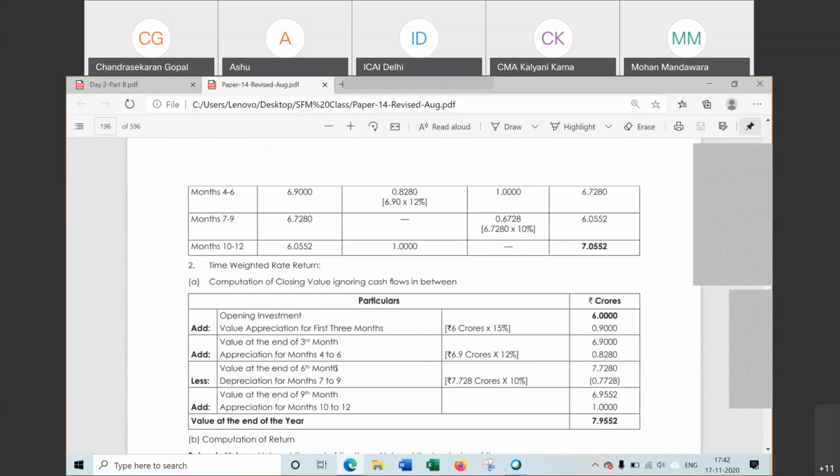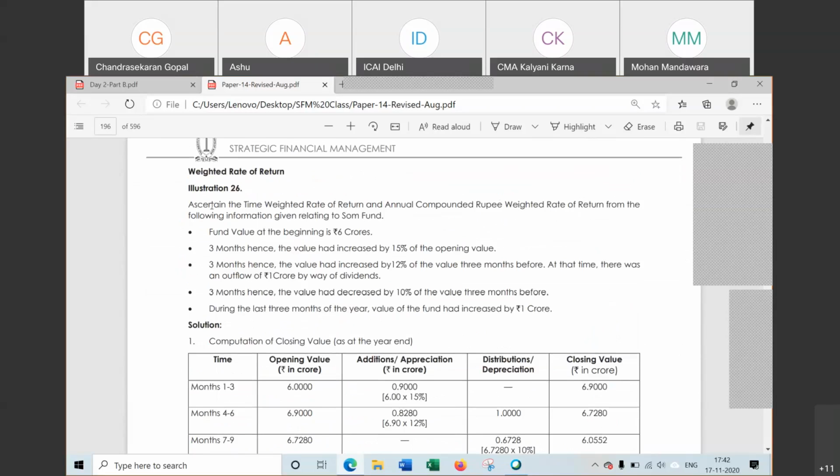So for the first step, time weighted return, ascertain the time weighted rate of return and rupee weighted rate of return.